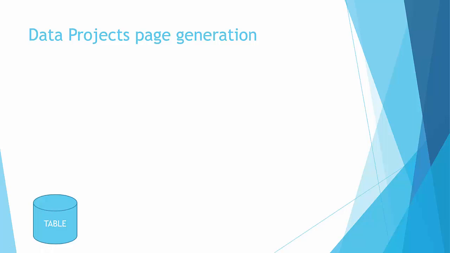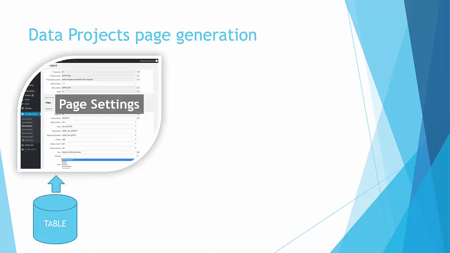Before we dive into the table options, let's make sure we understand the page generation process. Our starting point is a database table. Let's say this would be the student table. To create a data projects page, you have to create a project first, of course, and then within that project a page for the student data administration or student profile, for example.